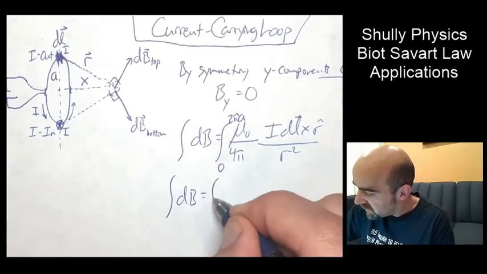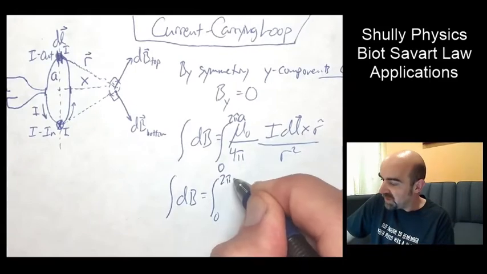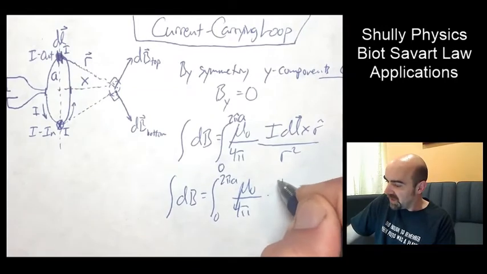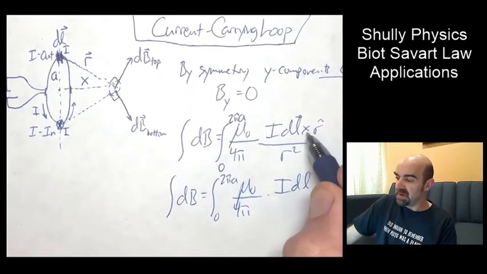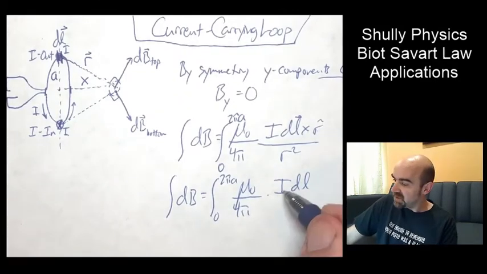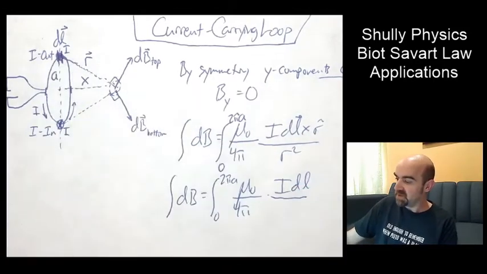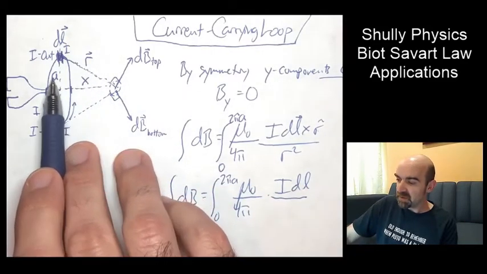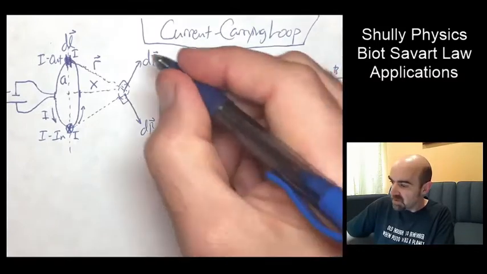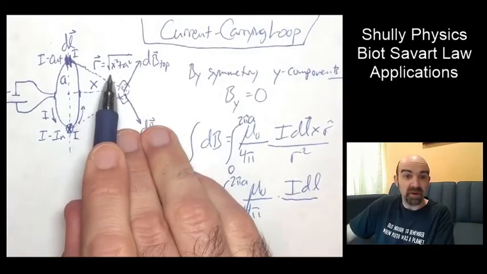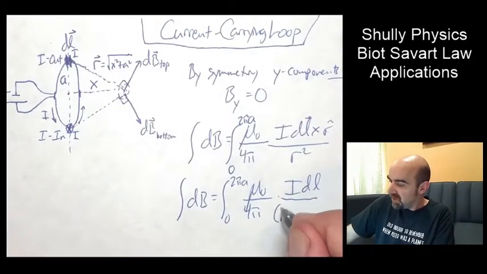So we'll make our substitutions here and clean this up a little bit. From 0 to 2 pi a, mu naught over 4 pi, and this will be an I dl, and dl cross r is sine of 90 degrees, which is 1, divided by r squared. dl and r are always 90 degrees from each other. And r squared is going to be x squared plus a squared. R is the square root of x squared plus a squared, so r squared would be, I'll go ahead and write it out, x squared plus a squared, quantity squared.